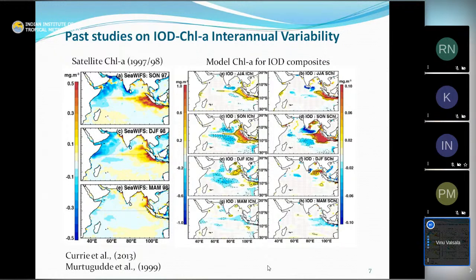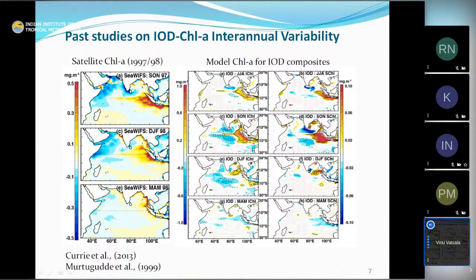And people have looked at, for example, 97-98, which was a very prominent IOD time in the Indian Ocean. So what happened to the chlorophyll concentration? The Curry et al. paper noted in 2013, come up with a composite of chlorophyll anomaly during the peak IOD time. They noted that there is an enhancement of surface chlorophyll in the Southeast Indian Ocean near the Java, Sumatra coast due to the upwelling.